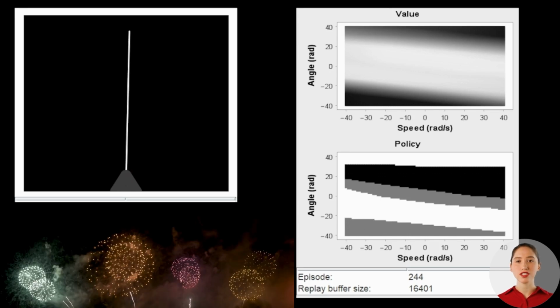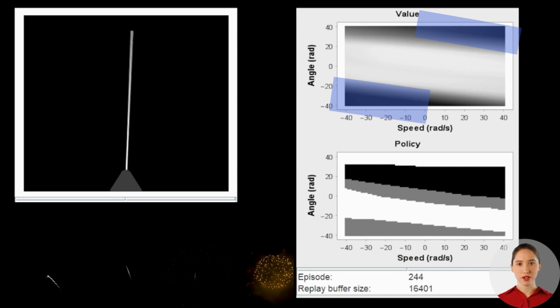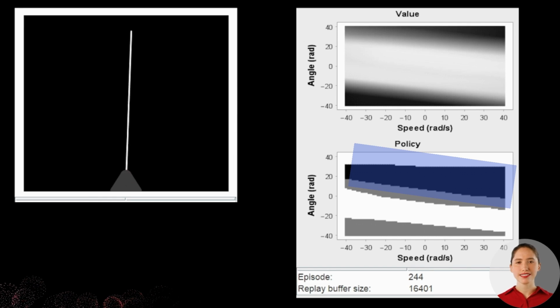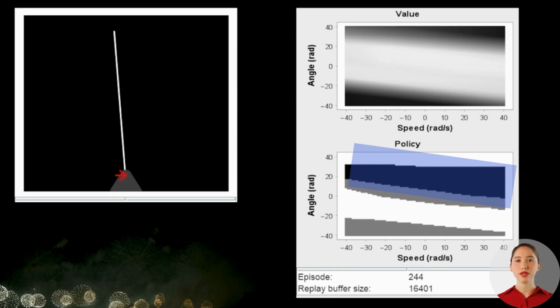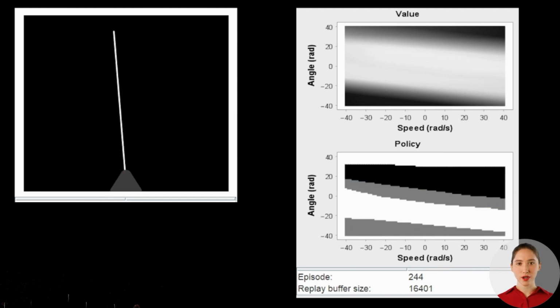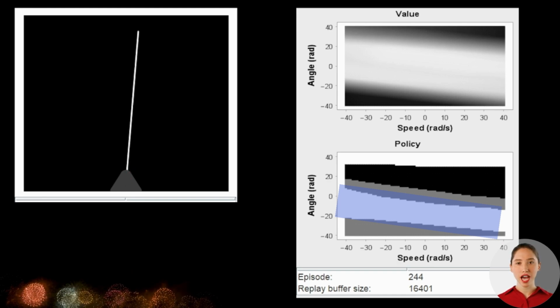The value function shows that high speed combined with a large angle is deemed to lead to failure, marked by black areas. The black area in the policy plot indicates that negative torque should be applied when the angle is positive, with some adjustment for angular speed. The white region represents the opposite. Positive torque should be applied when the angle is negative, also with some adjustment for angular speed.